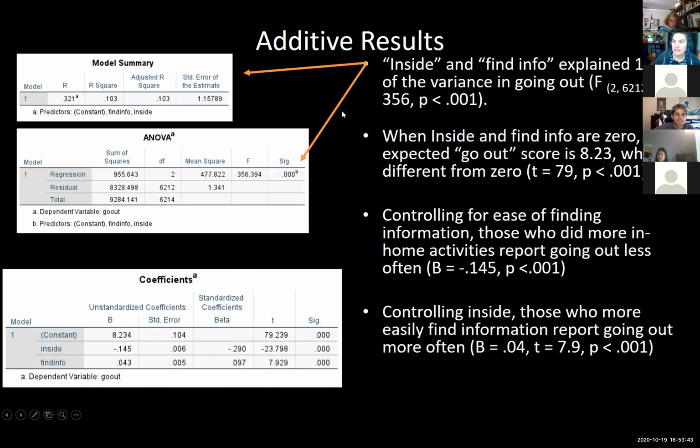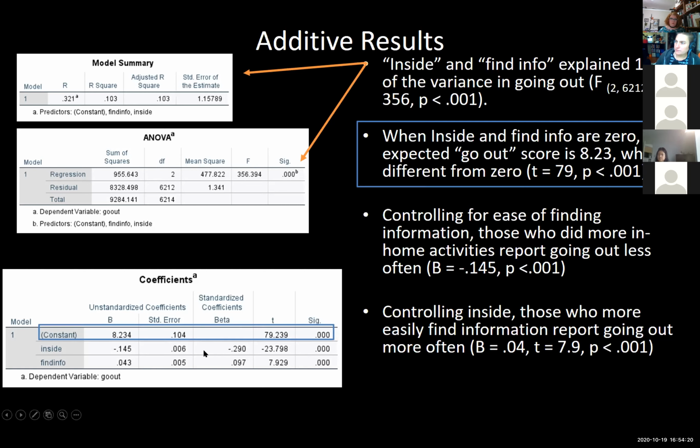So here's all of our additive results. Starting here, I'm going to do them all individually, so you don't need to read ahead. What I have here is the r squared, which is 10. This is telling me that finding information and activities inside together are explaining 10% of the variance in going out. And then I use my f to back up that r squared. So I'm doing a pretty good job of explaining some of the variance in going out.